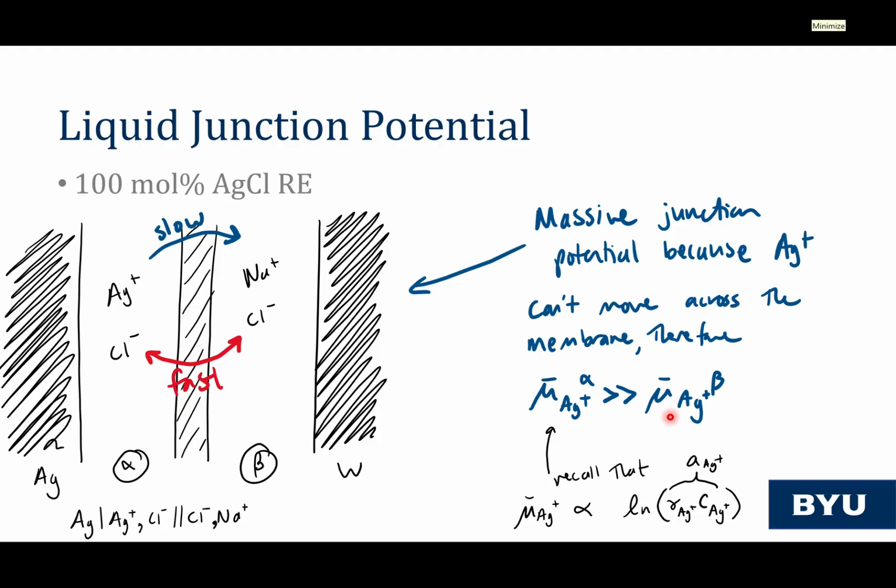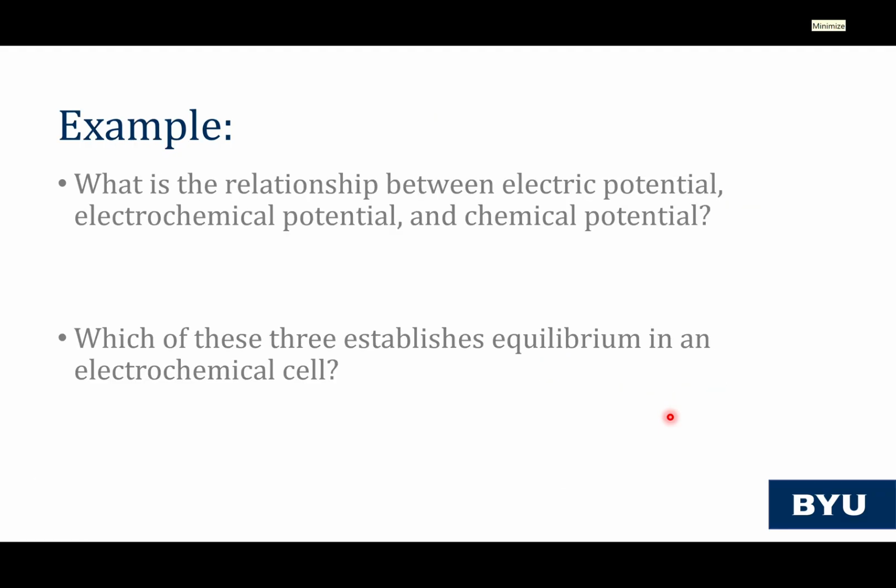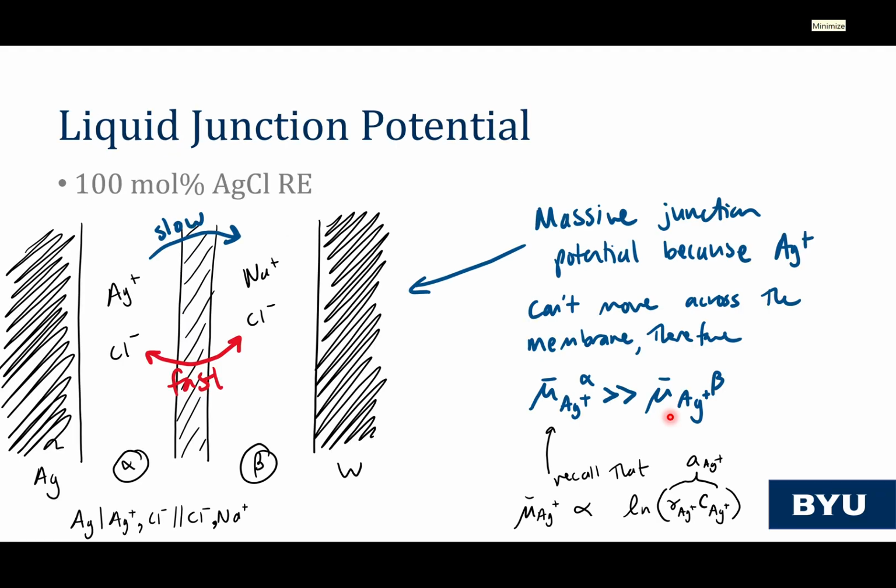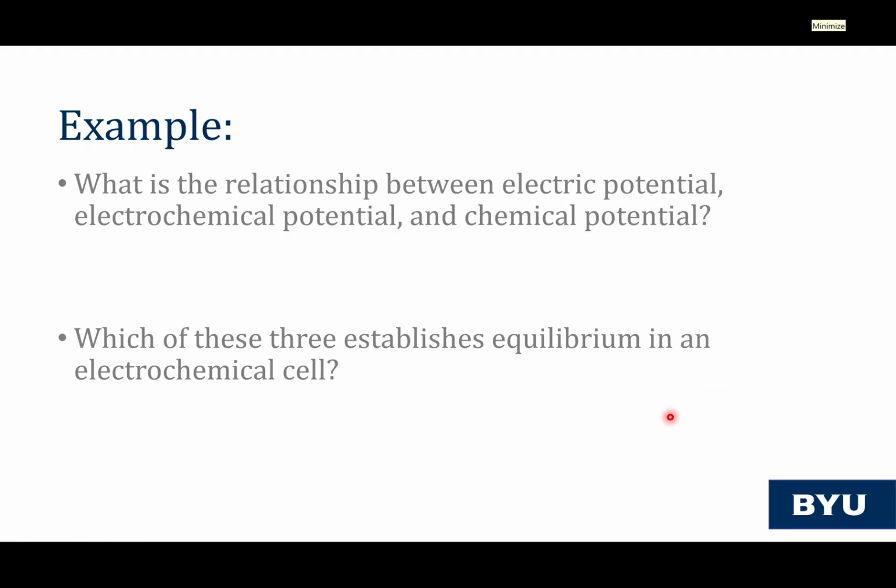And so he wasn't able to figure out a way to get the liquid junction potential to work, or to get the 100 mole percent silver chloride reference electrode to work, because of the massive junction potential. And so essentially what you need to know is that junction potentials form when you have two liquids or two phases that are very different from each other. And it's something to look out for whenever you have membranes in your system.